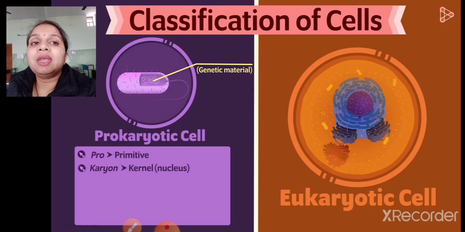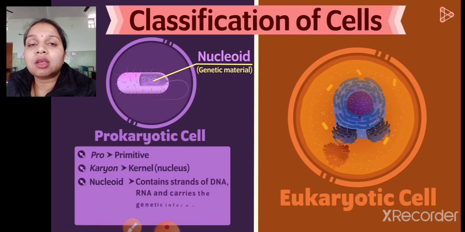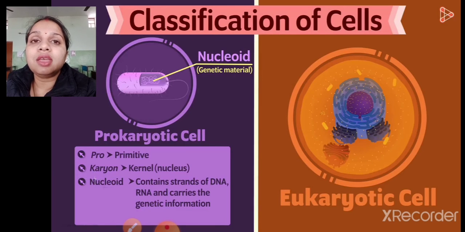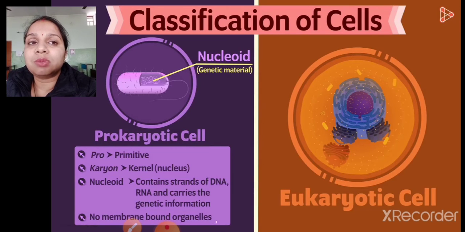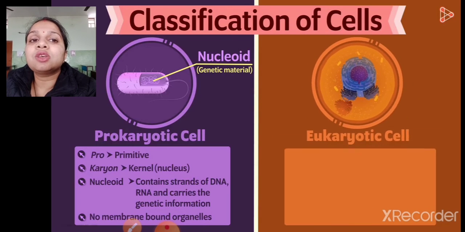The nucleus is not membrane bounded, and in this case the genetic material, the nucleoid, is present, which transfers characters from one generation to another. The nucleoid contains strands of DNA and RNA and carries the genetic information from one generation to another. So the prokaryotic cell plays a very important function, and no membrane bounded organelle is present in a prokaryotic cell.